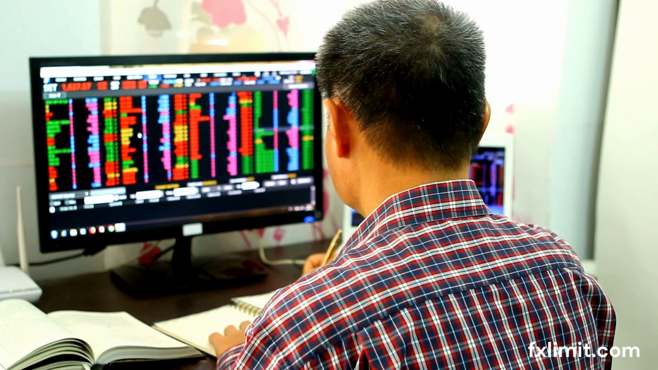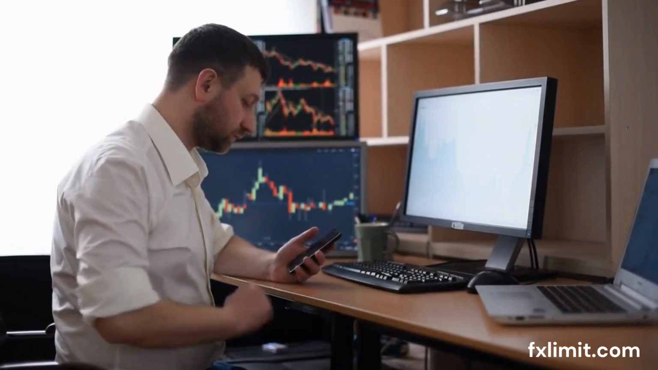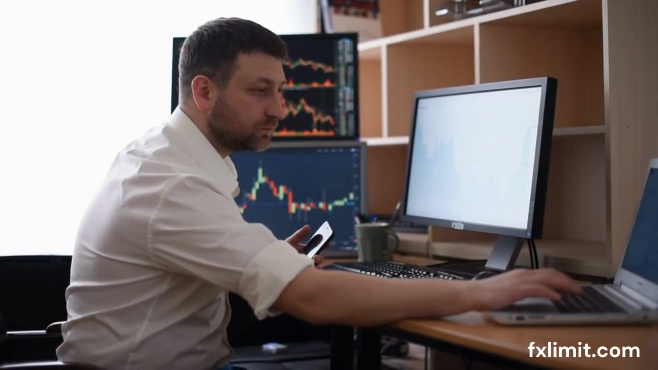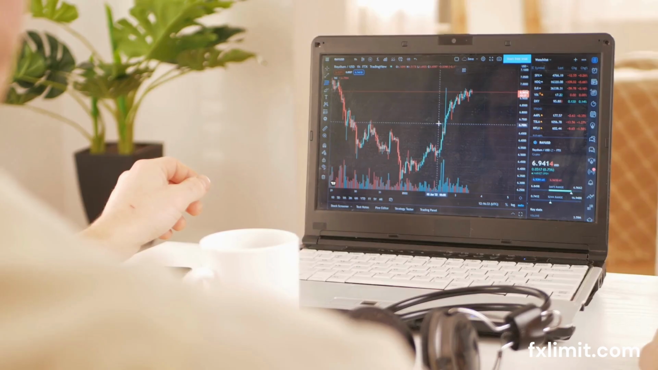Today, we're diving into a topic that has been highly requested by many of you: understanding how to use momentum indicators to assess the strength of a trend. Specifically, we'll be focusing on two popular indicators, the Average Directional Index, or ADX, and the Moving Average Convergence Divergence, known as MACD. Let's start with the ADX.